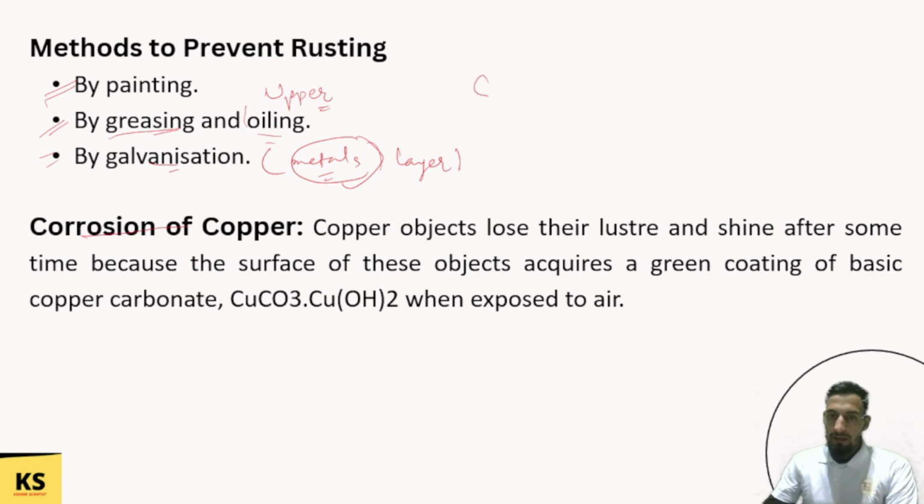Till now we were discussing corrosion of iron, and that has a proper name, that is called rusting. Similarly, on copper also this corrosion happens, that makes it lose its luster and shine.